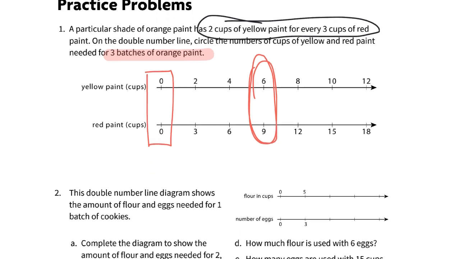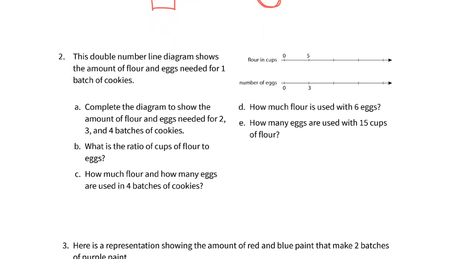All right, so as we keep going, this double number line shows the amount of flour and eggs needed for 1 batch of cookies. Right here, there's 1 batch of cookies. Complete the diagram to show how much is needed for 2, 3, and 4 batches. So let's fill it in.